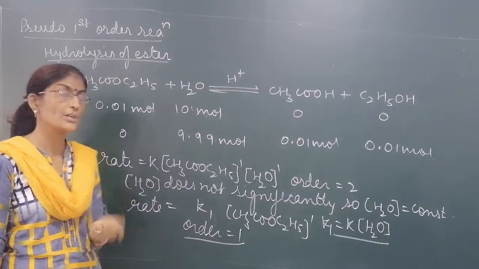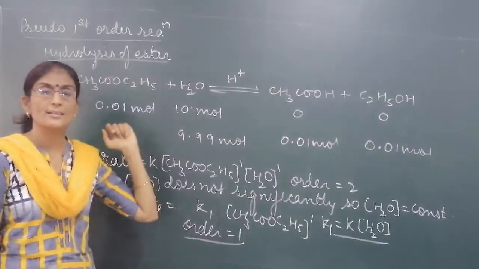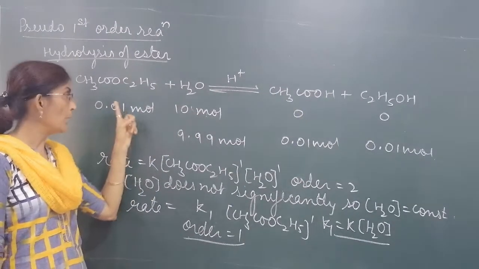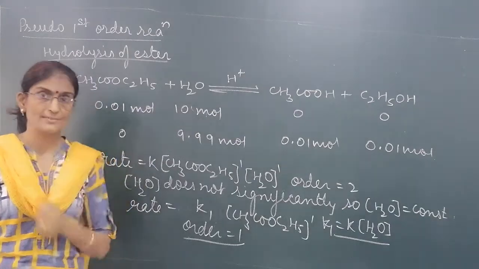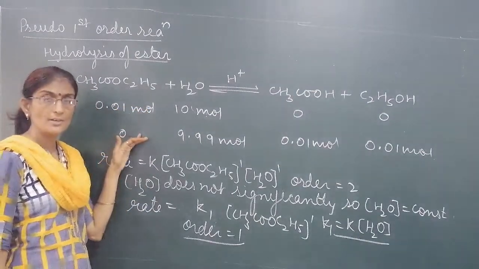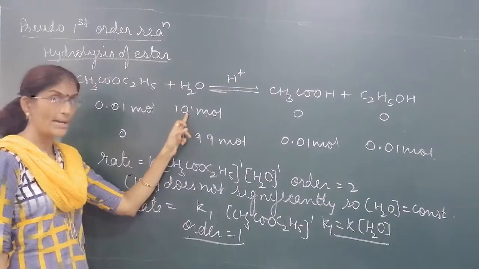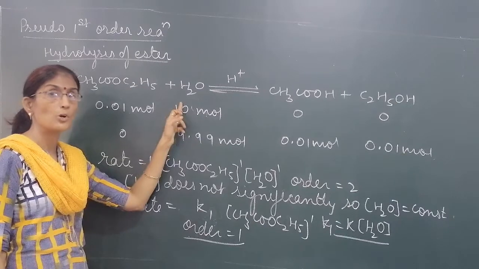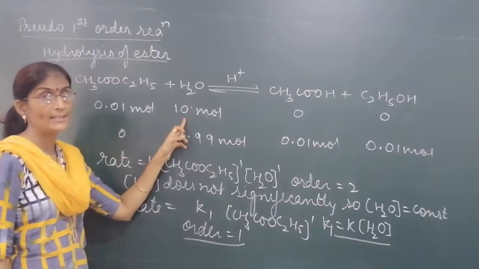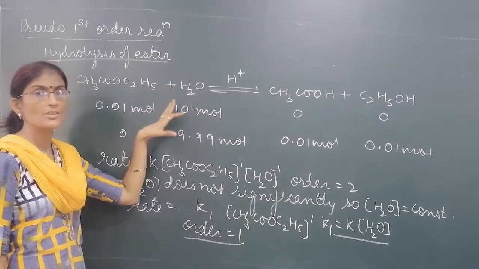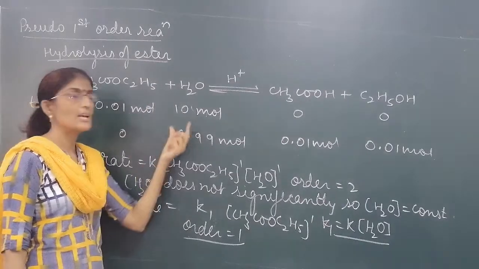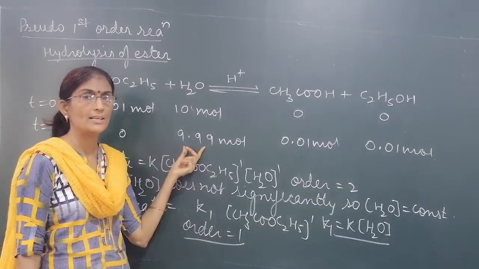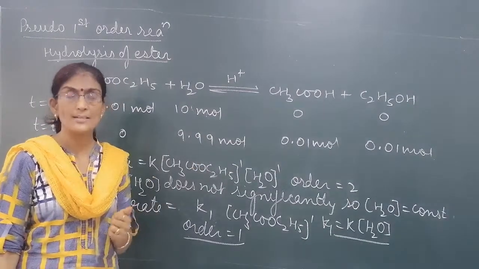What are pseudo first order reactions? If there are two reactants, the concentration of one reactant is very large compared to the other. 10 moles is very high in comparison with 0.01. After the completion of reaction, the reactant which is having high concentration, its concentration does not change significantly. Very less change in concentration of water, whose concentration is very, very high. So we have to take water concentration as constant. Initially it was 10 moles, after the reaction it is 9.99 moles, not much difference. So we can take water concentration as constant.